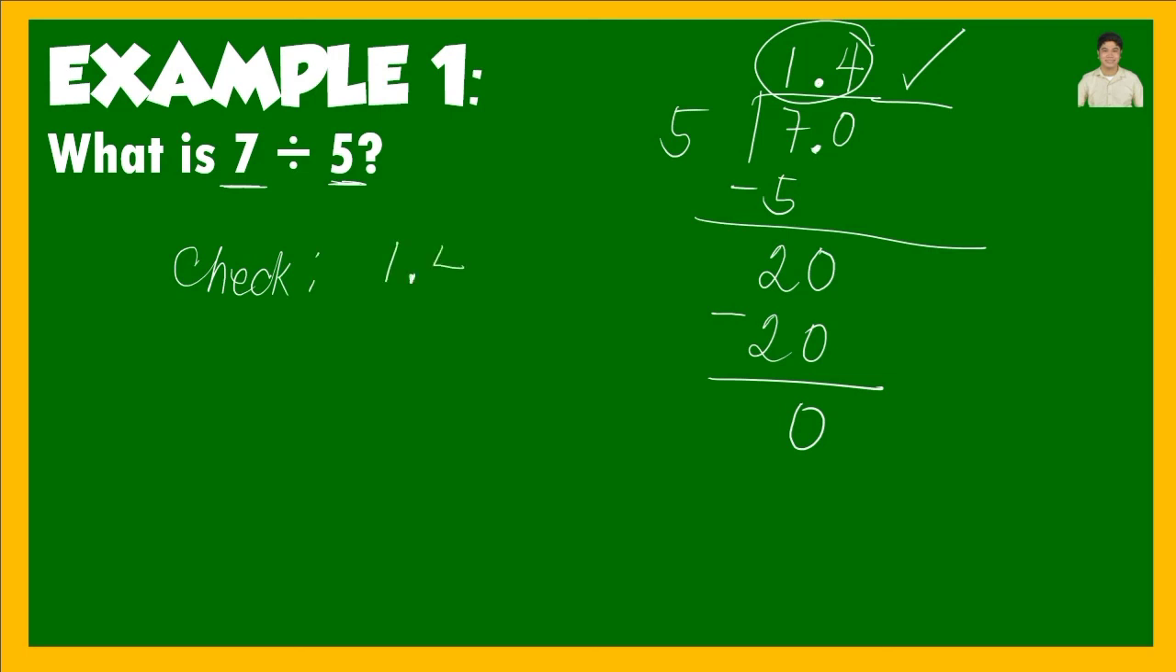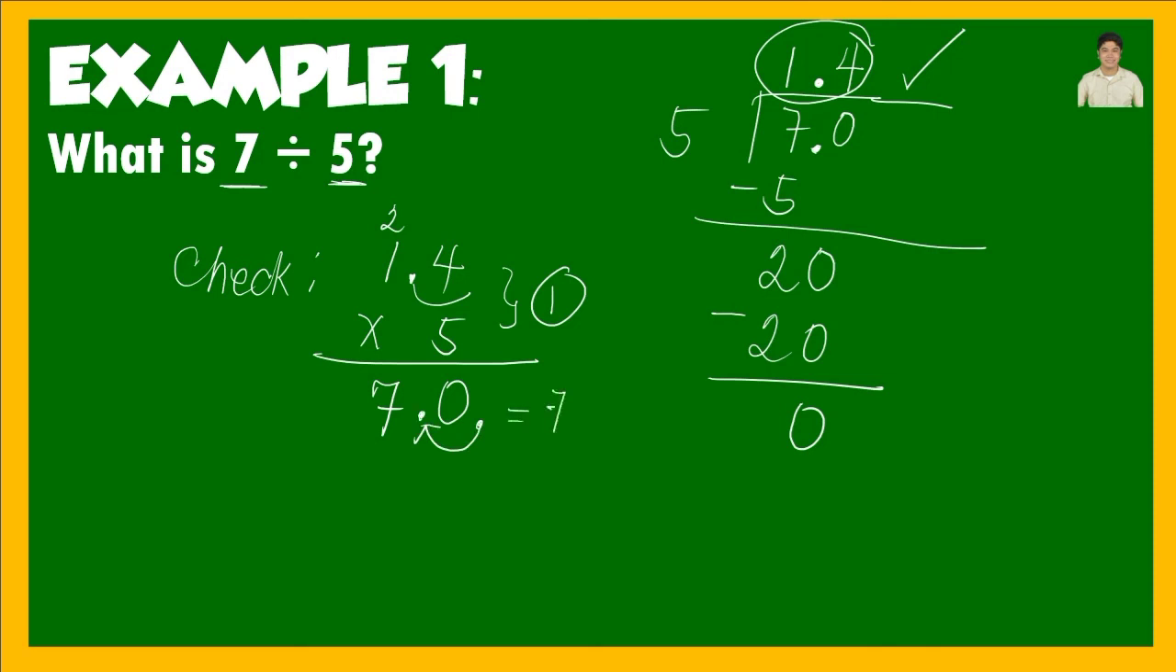1 and 4 tenths times 5. 4 times 5, 20. So, we'll write 0 and then carry 2. 1 times 5, 5 plus 2, 7. And then, decimal place, isa. So, mag-move tayo ng isa. So, there you go. 7.0 or 7, which is the value of our dividend. So, yung nakuha po nating sagot is correct.